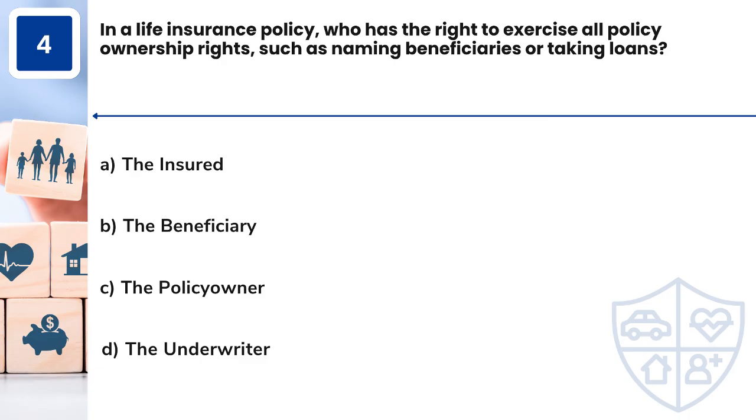Question 4. In a life insurance policy, who has the right to exercise all policy ownership rights, such as naming beneficiaries or taking loans? A. The insured. B. The beneficiary. C. The policy owner. D. The underwriter.